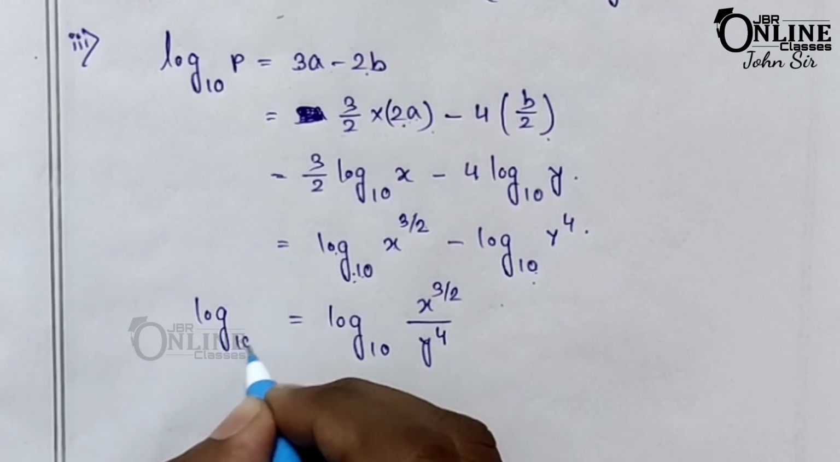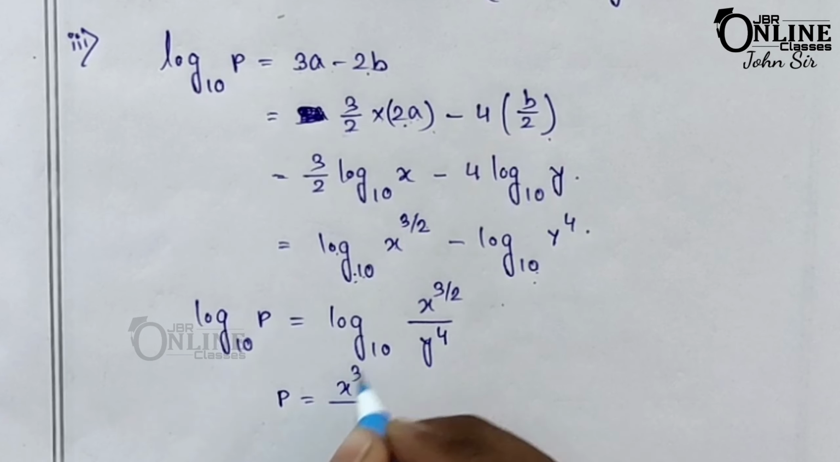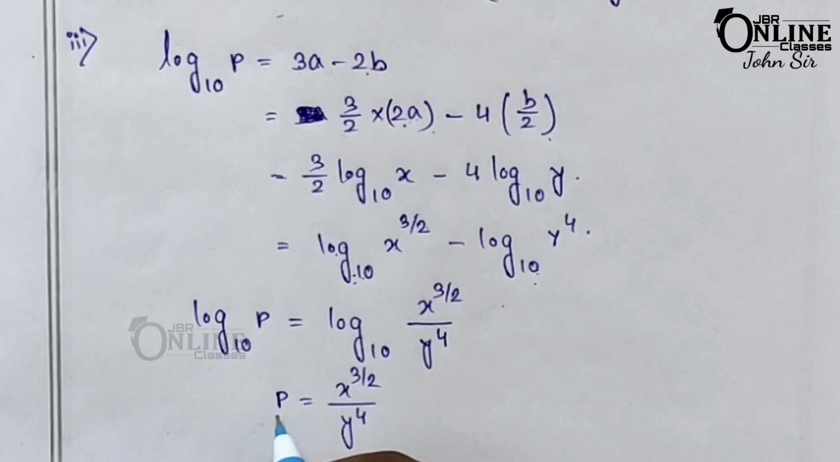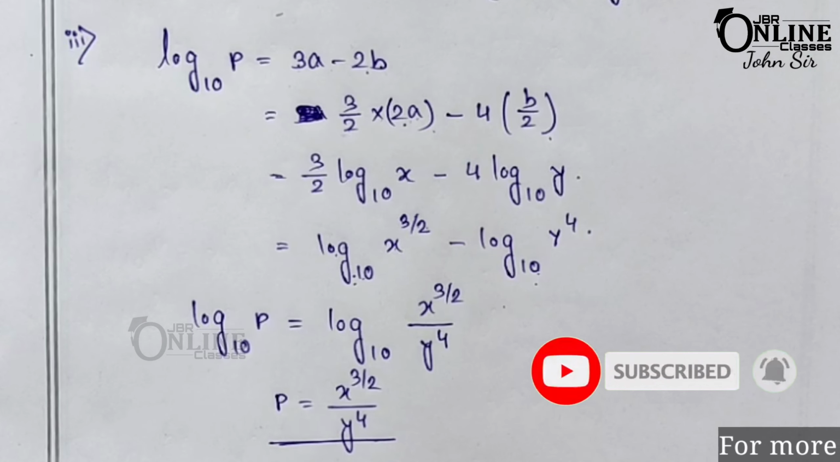In the left hand side you have log 10p. So by comparing both sides, the final answer x to the power 3 by 2 by y to the power 4 is the value of p. That is the final answer.